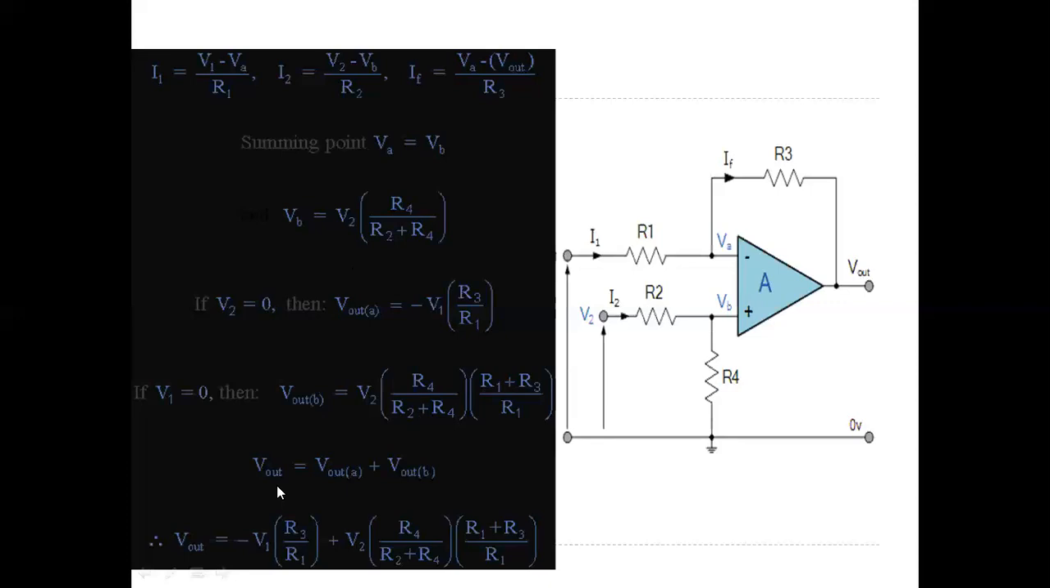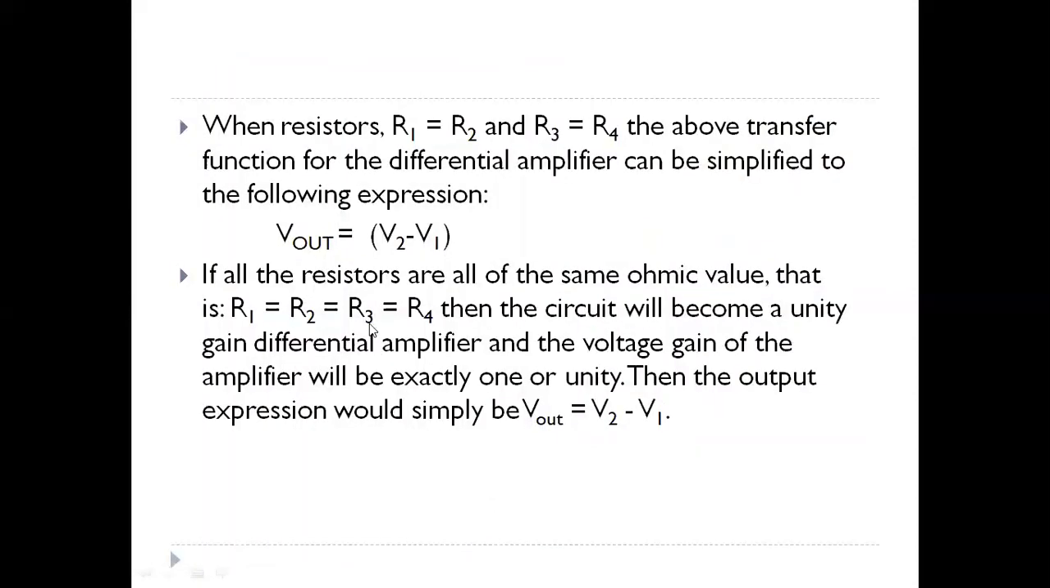So according to the superposition theorem, the total output voltage is the sum of these voltages: the output voltage by the effect of V1 and the output voltage by the effect of V2. So Vout of A plus Vout of B is equal to minus V1 R3 by R1 plus V2 into R4 by R2 plus R4 into R1 plus R3 by R1. If you take R1 equal to R2 and R3 equal to R2, if you substitute R2 in place of R1, and in place of R2 we can substitute R2.